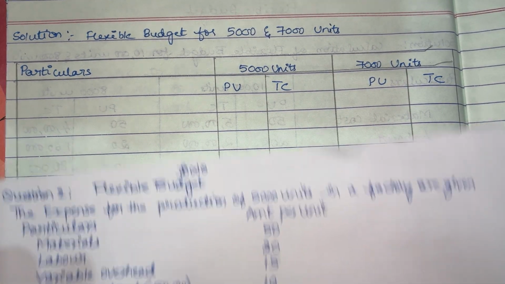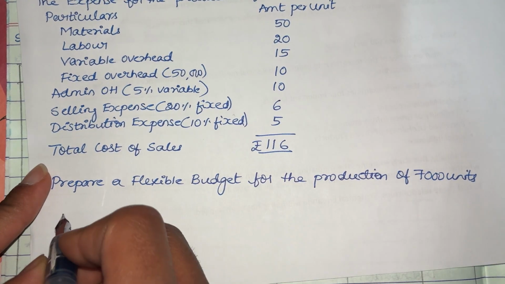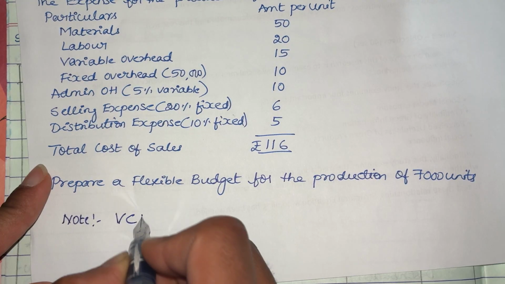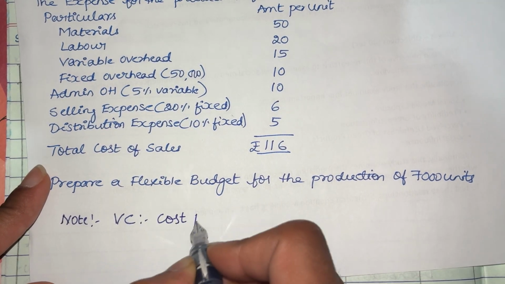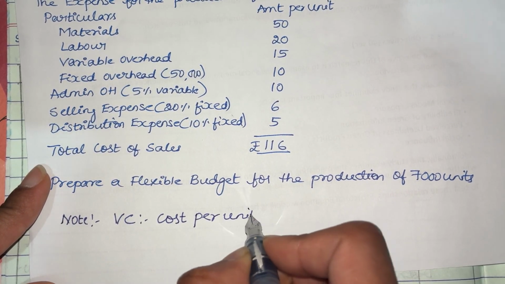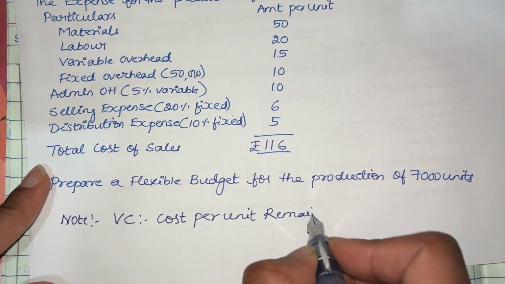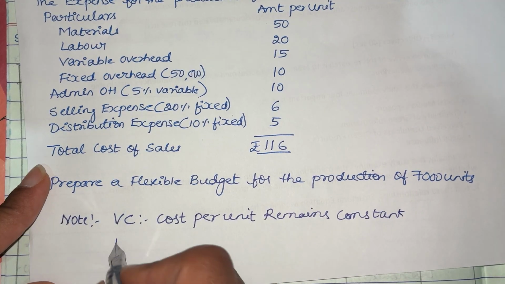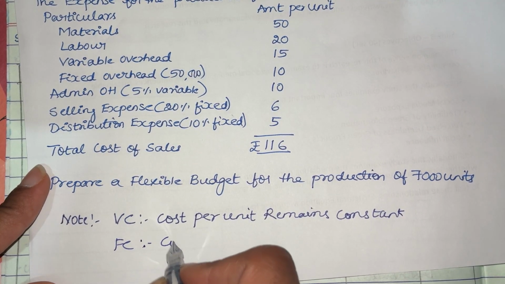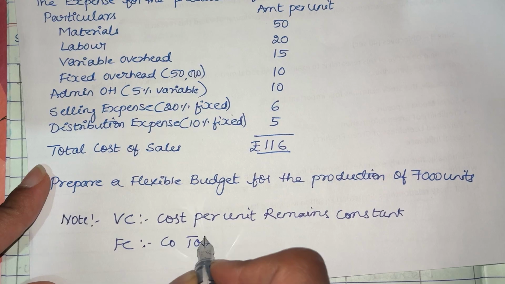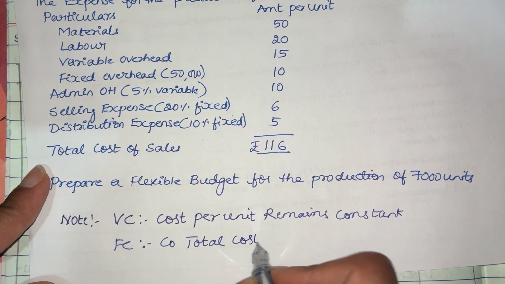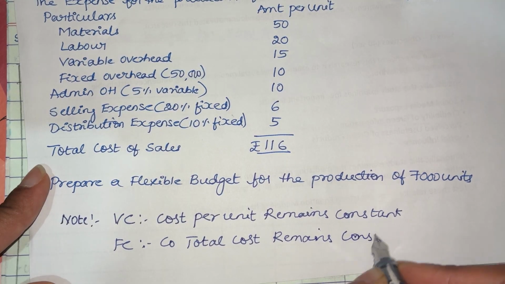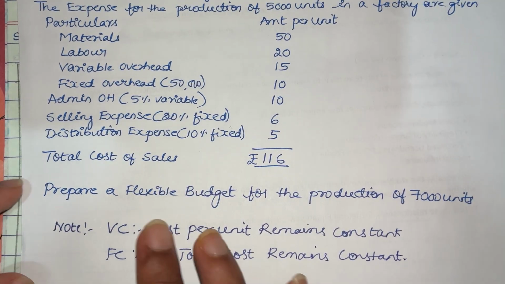Now do you remember something that I told in the last class? Before that I will also prepare you a note here. In the case of variable cost, what remains constant? Cost per unit remains constant. So keep this in mind. It is like a secret code. Then in the case of fixed cost, total cost remains constant. This is what we wanted to analyze here.